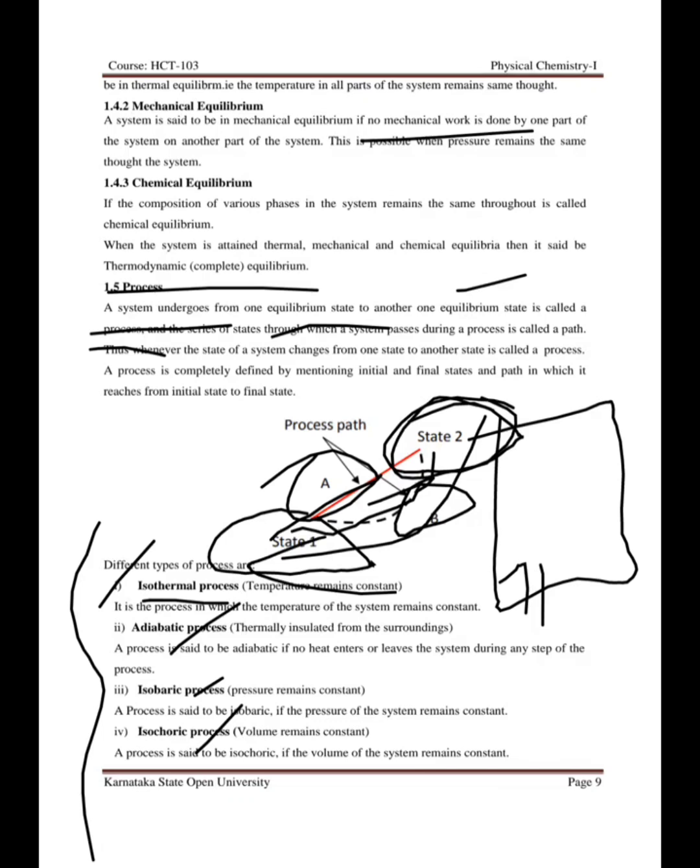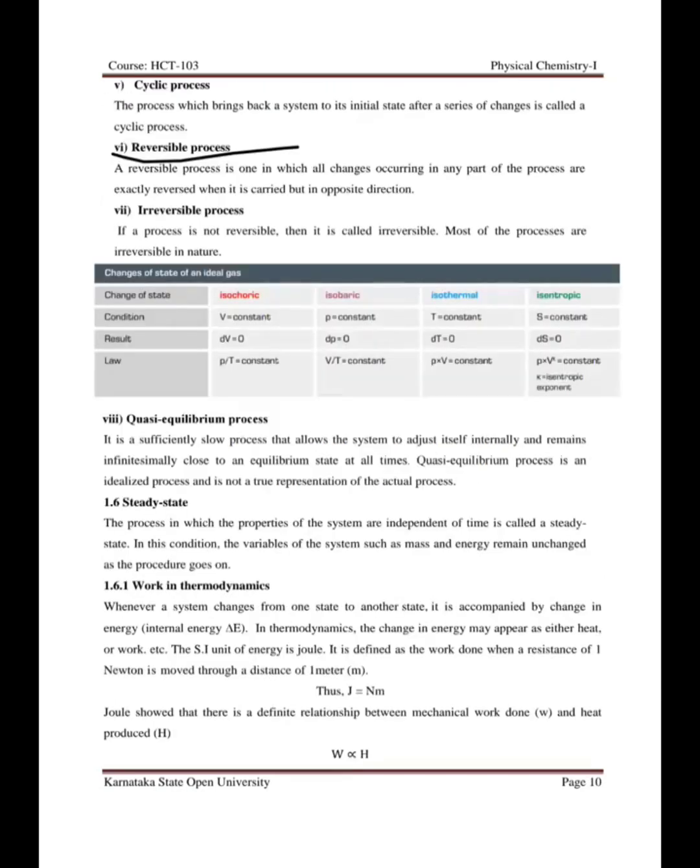A reversible process is one in which all the changes occurring in any part of the process are exactly reversed. There is a difference between the cyclic process and the reversible process. An irreversible process means the process cannot be reversed.